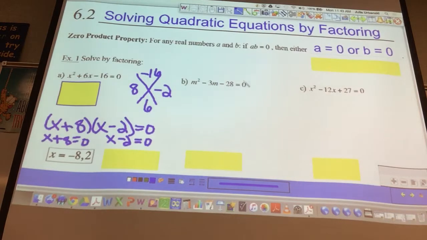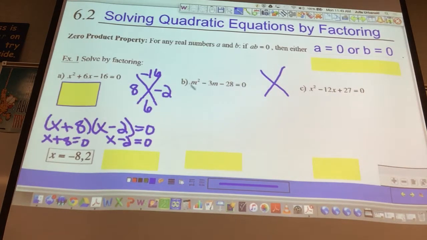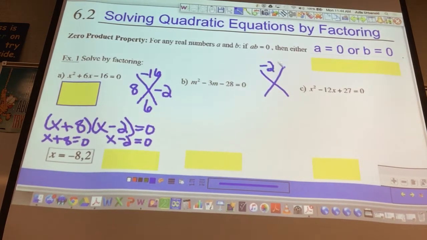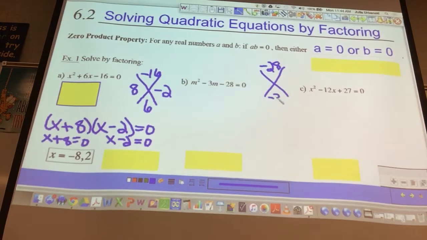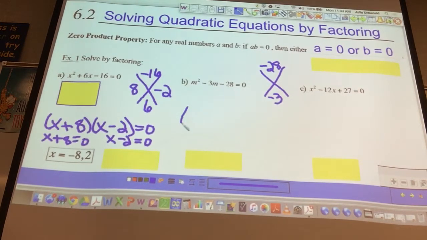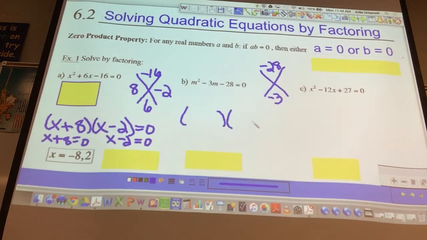Alright, so for letter B, we need two numbers to multiply. What number is going to go on top? Negative 28. And what number goes on bottom? Negative 3. Who knows those two numbers? Negative 7 and 4. Good.